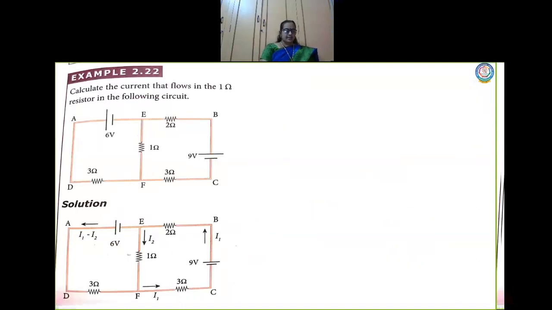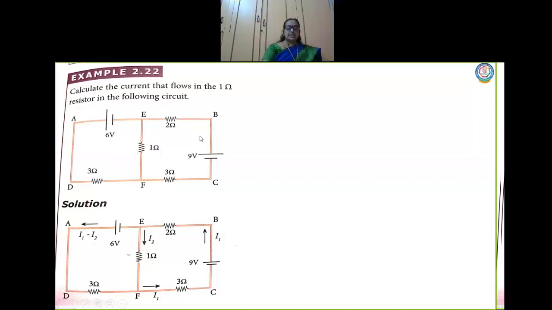Calculate the current that flows in the 1 ohm resistor in the following circuit. Let us take the circuit. Here this is a battery. In this loop you have a battery of 6 volt, and in this loop you have a battery of 9 volt. How many resistors are there? 1, 2, 3, 4 resistors. You need to find out the value of current that flows in the 1 ohm resistor. So where is the 1 ohm resistor? Here. You need to find out the value of current flowing in it.